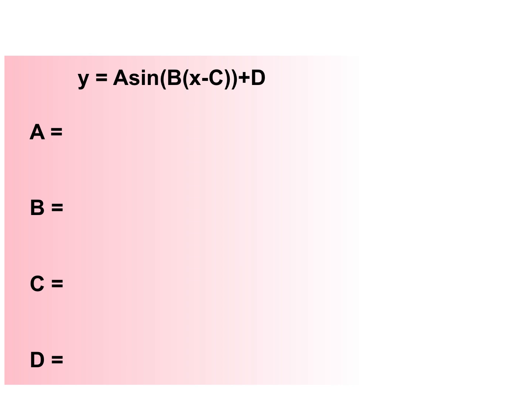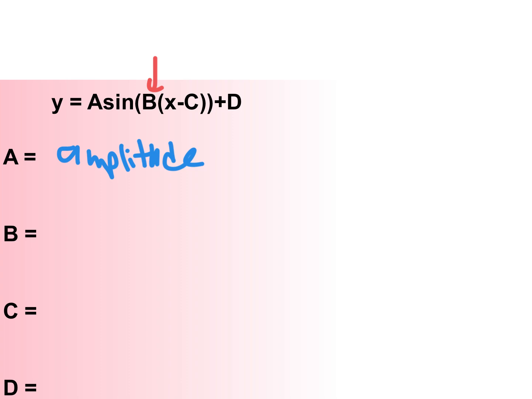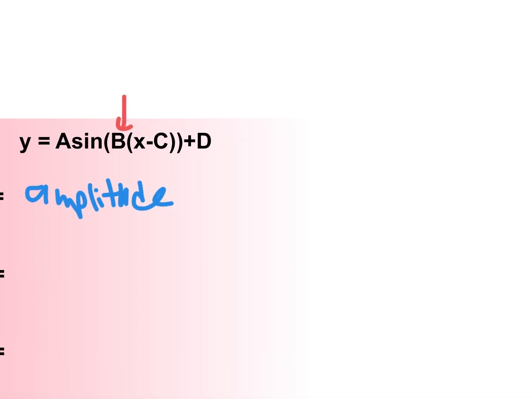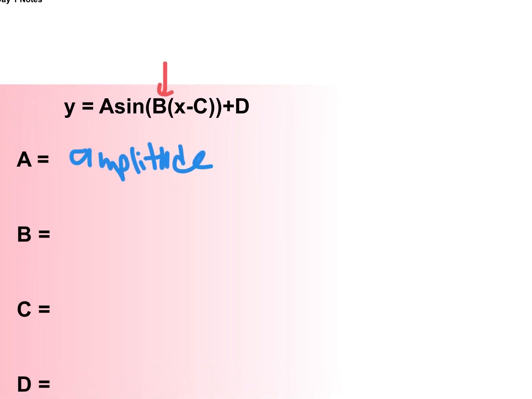All right, well, this is the amplitude. You'll remember 10% of what I say, but a much higher percentage of what you write down. Activates a different part of your brain. This B is called the horizontal stretch/shrink.